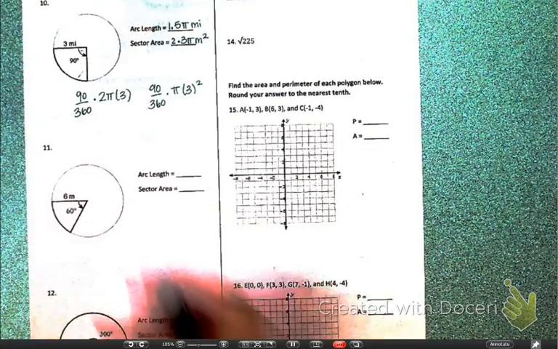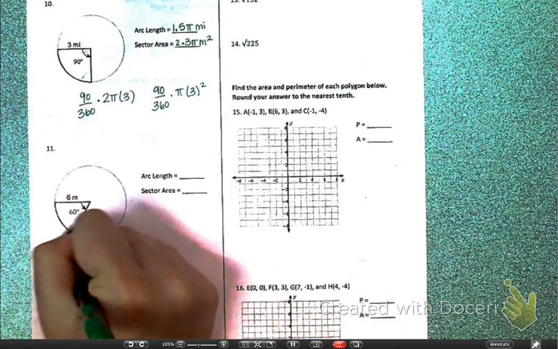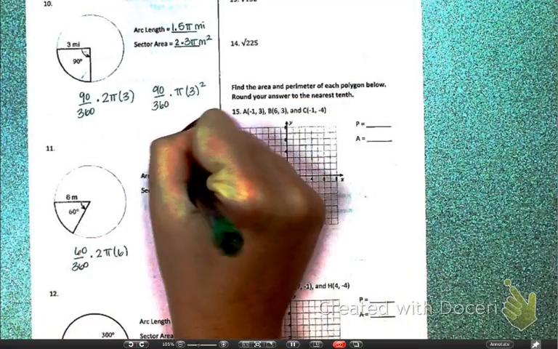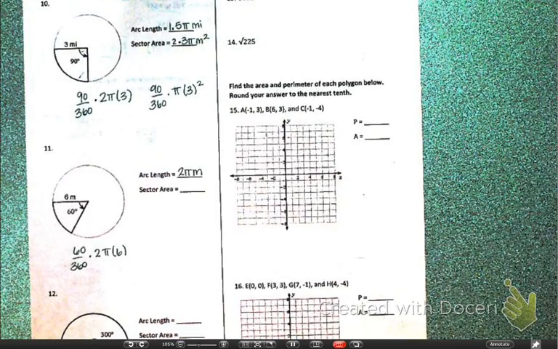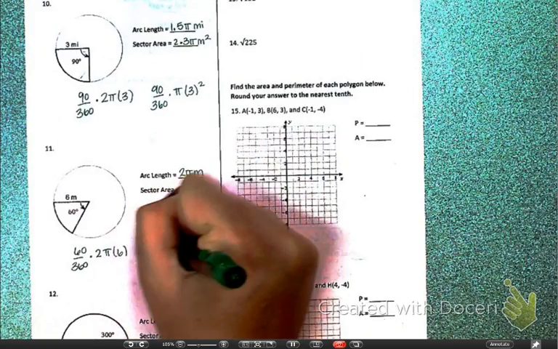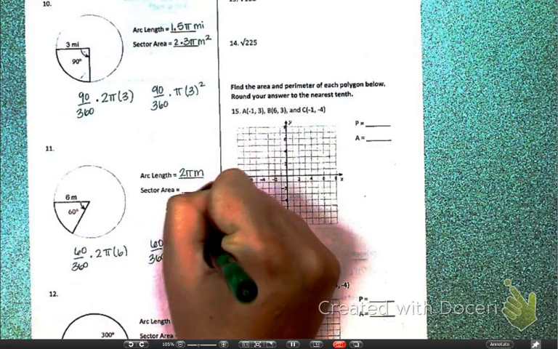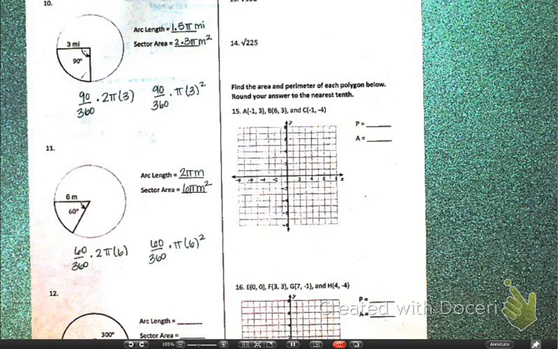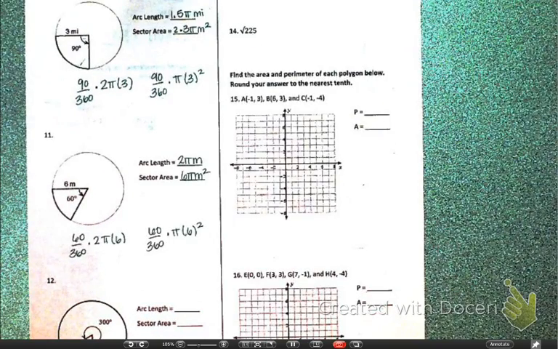All right, number 11. You should have 60 over 360 times 2 times pi times 6, leaving you with 2 pi meters for your answer. And then 60 over 360 times pi times the radius squared gives you 6 pi meters squared. Again, as you go through these, make sure you double check what you're plugging into your calculator since there is little work and it's just the formula.